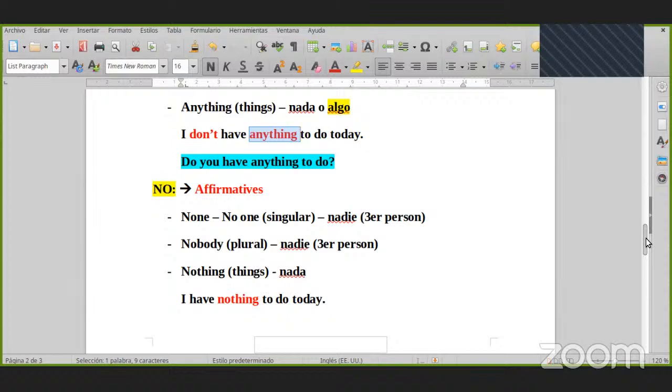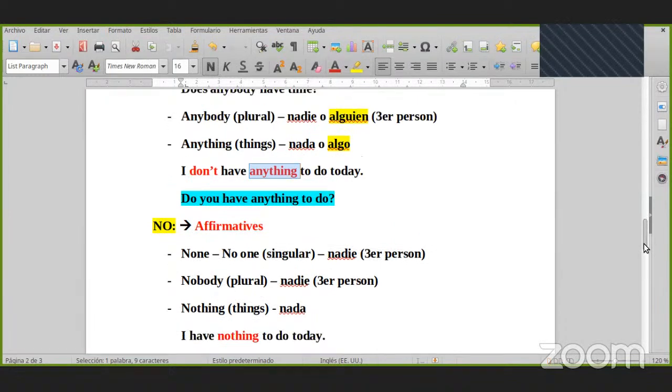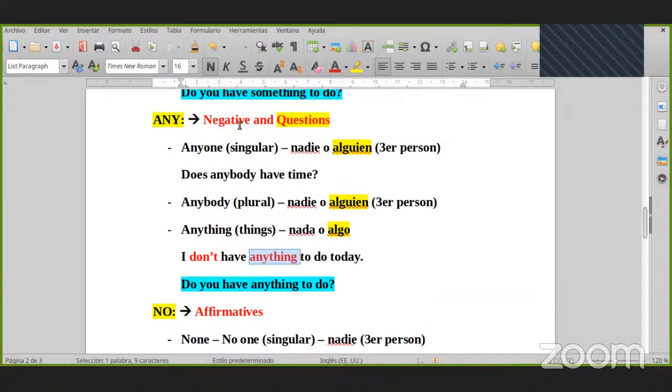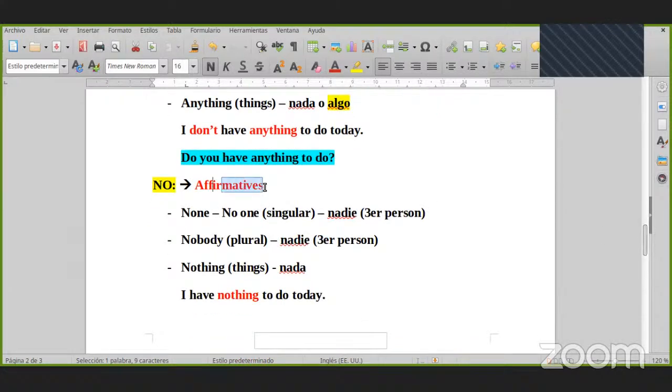Nobody means nadie. Nothing means nada. So it is similar. It's the same as any. But what is the difference? Any we use with negatives and questions. And no, we just use with affirmatives. Just affirmatives. No questions, not negatives. Just affirmatives.